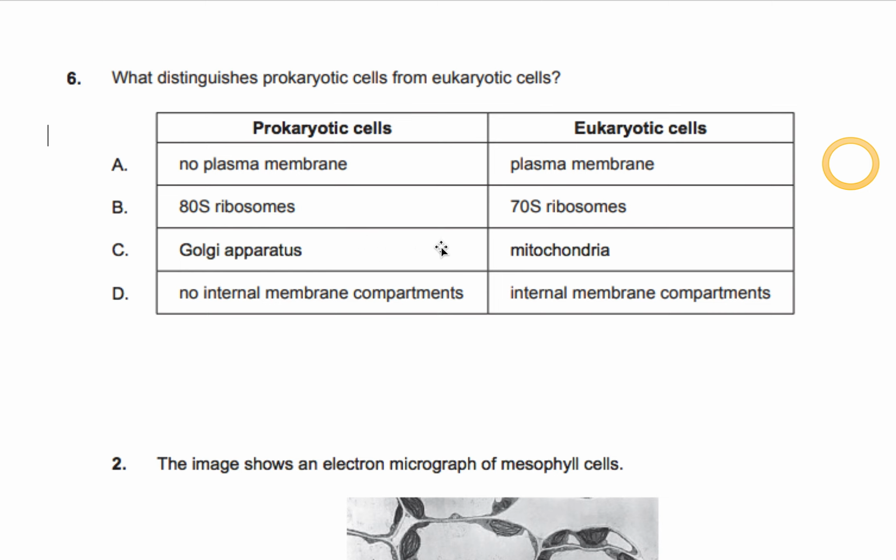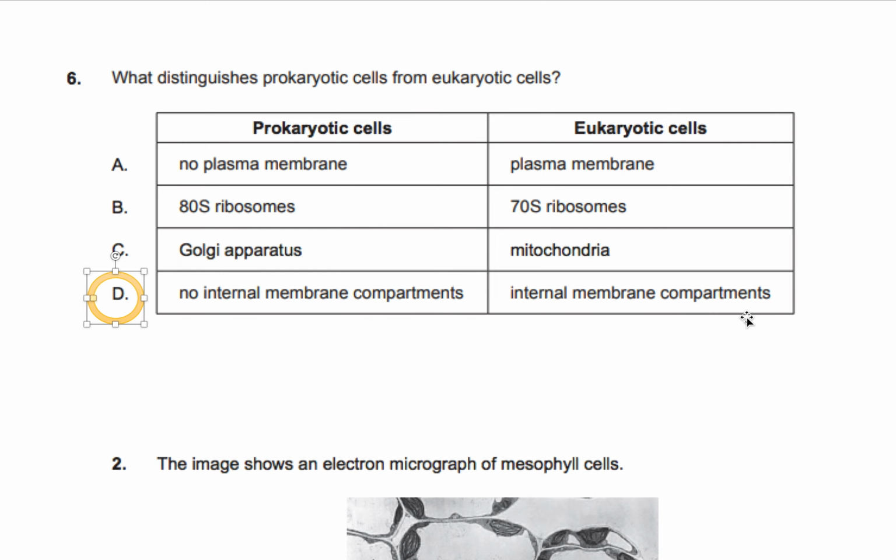Golgi apparatus and mitochondria. Prokaryotic cells don't have organelles, so they don't even have a Golgi apparatus. And it's true, eukaryotic cells do have mitochondria, but since this one is not true, this answer can't be right. Last one. We know therefore the last one must be right just because we eliminated these, but we'll double check. So no internal membrane compartments and internal membrane compartments.